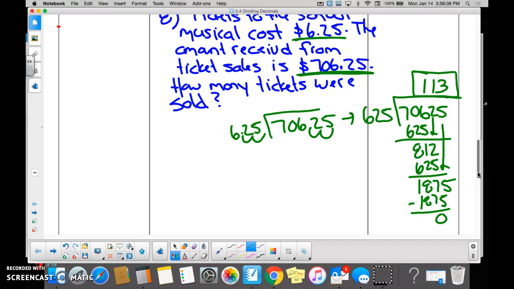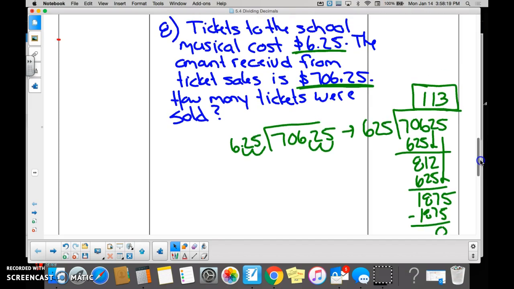I didn't do any estimating in my head. I surely could have to make sure that my answer matched up with my estimate. I strongly encourage you and recommend that you do that each and every time, even though I didn't do it for number 8.